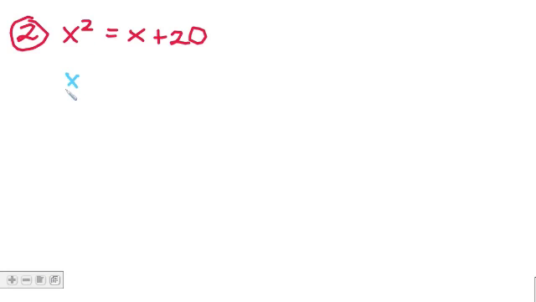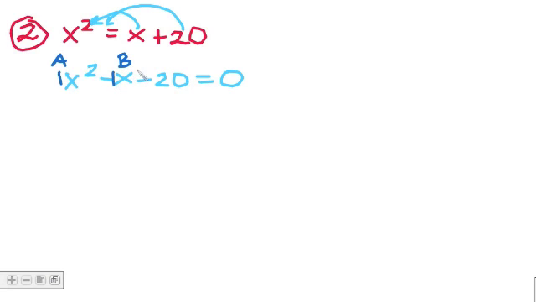So keeping the x squared there, I need to move x to this side. So I'm going to take the opposite and make it negative x. And I'm going to move the 20 to this side of the equation, taking its opposite, making it negative 20. Now there's nothing left over here, which means it's set equal to 0. Let's find our A, B, and our C. Our A for this one is going to be 1. Our B is going to be negative 1. And our C is going to be negative 20.